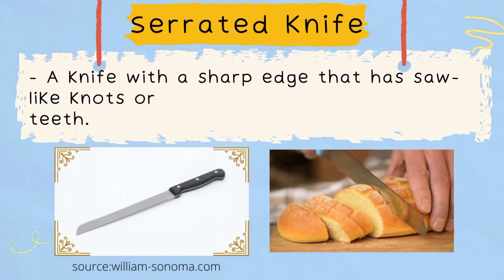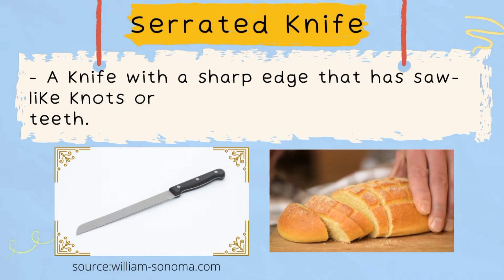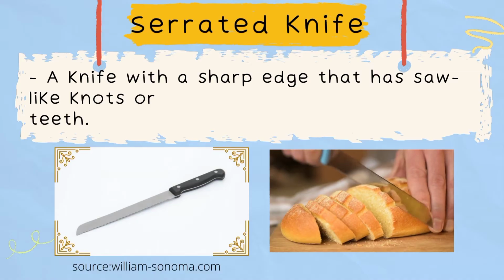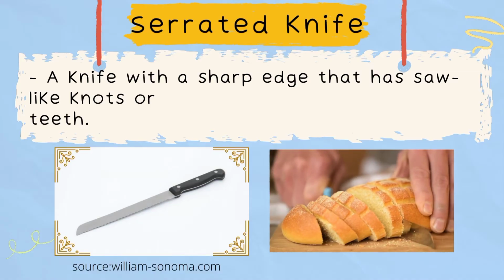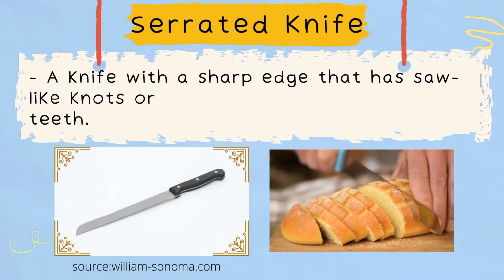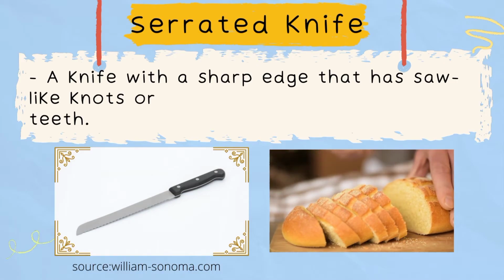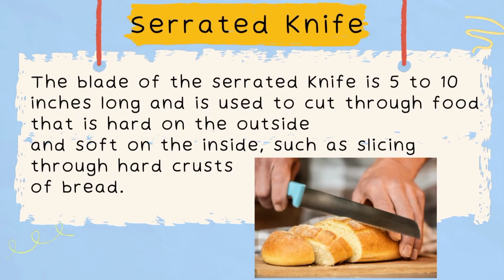Serrated knife. A knife with a sharp edge that has saw-like notches or teeth. The blade of the serrated knife is 5 to 10 inches long and is used to cut through food that is hard on the outside and soft on the inside, such as slicing through hard crusts of bread. A short, thin blade serrated knife is intended for cutting fruit and vegetables.